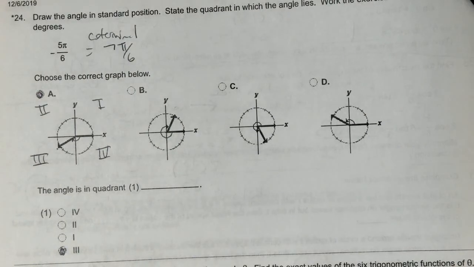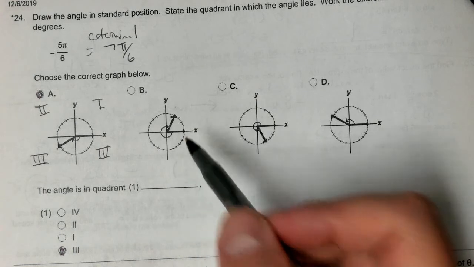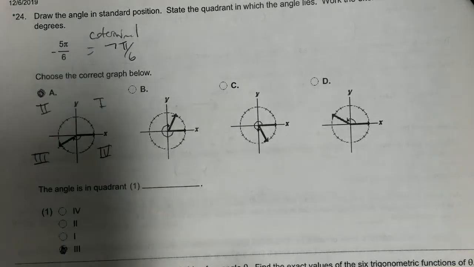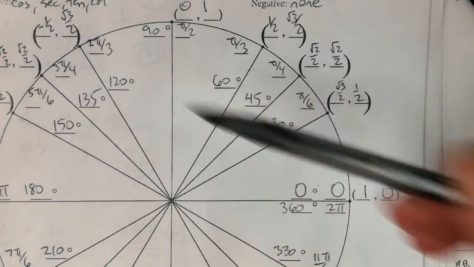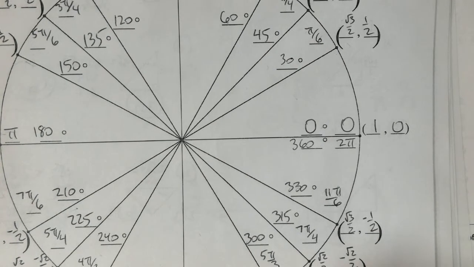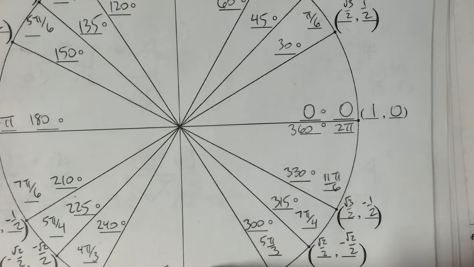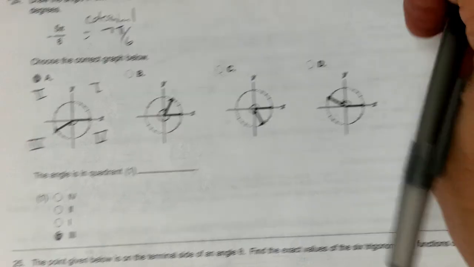There was somebody on that packet that started counting from the y-axis instead of the x-axis. So y'all make sure you do that right. If you're going positive, it's starting at 0 going up this way. And if it's negative, it's starting at 0 and going down this way. So like negative 30, negative 45, negative 60, negative 90, and so forth. So that was A and 3.